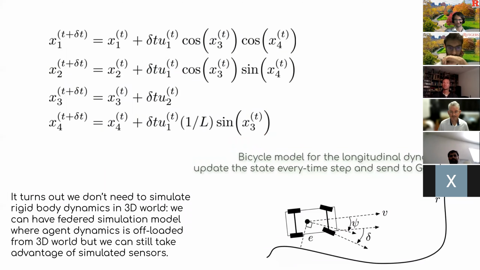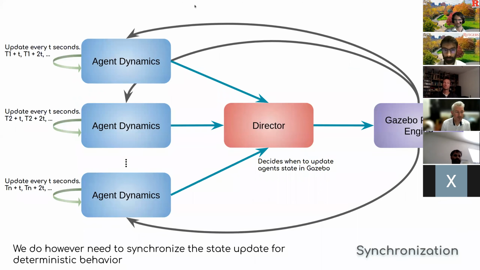And as a proof of concept, what I did was design a bicycle model for the longitudinal dynamics of the car instead of the real rigid body dynamics, and let it simulate the car. And then we implement the controller with that. And this is the mechanism for the update director node, how we are going to synchronize the state update: let's propagate the updated state all at once to the Gazebo physics engine, our 3D simulator.